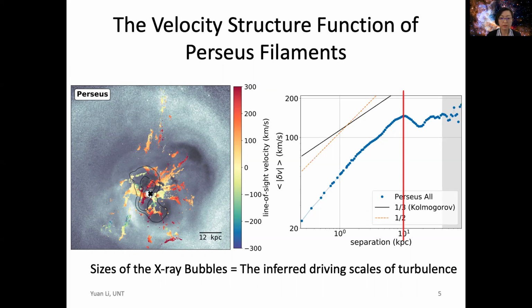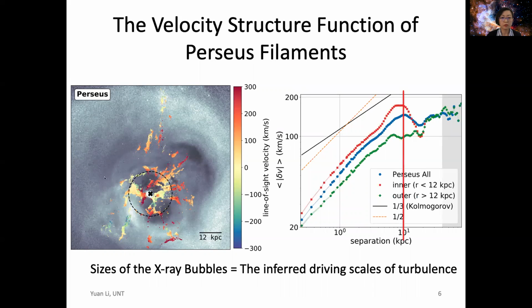In case you're not convinced, I've also drawn a circle to divide the filaments into inner filaments and outer filaments. The inner filaments of Perseus follow a structure function shown in red, and you see a more prominent bump at about 10 kiloparsec. The outer filaments follow the structure function shown in green, and they don't seem to care about the inner bubbles, which makes a lot of sense.